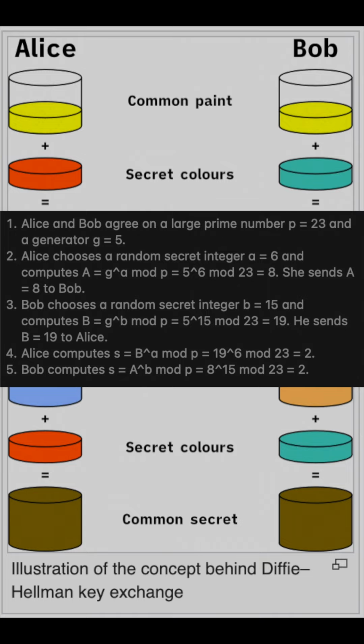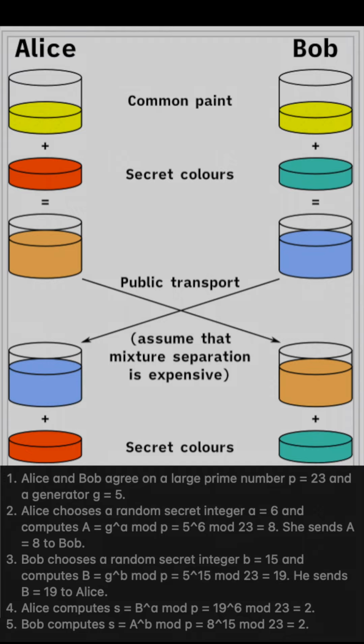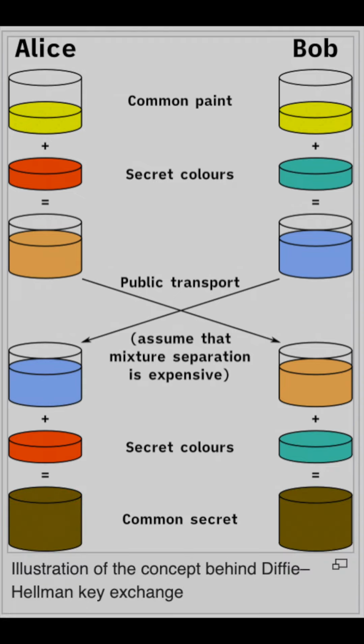sends B to Alice. Alice computes S equals B^a mod P, which equals (G^b mod P)^a mod P. And Bob computes the same in the reverse: S equals A^b mod P, which is equal to (G^a mod P)^b mod P. Now Alice and Bob have both the same shared secret key, S, which they can both use for symmetric encryption. Therefore, an eavesdropper who intercepts the message exchanged between Alice and Bob would not be able to compute the shared secret key without solving this discrete logarithm problem.